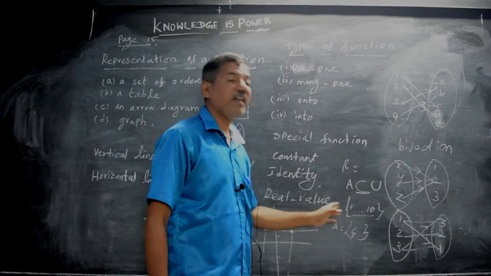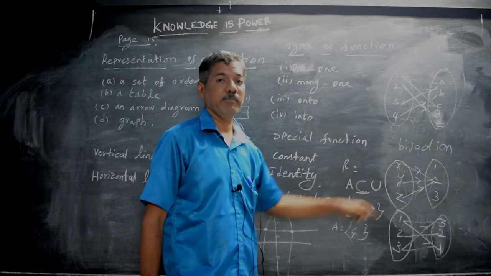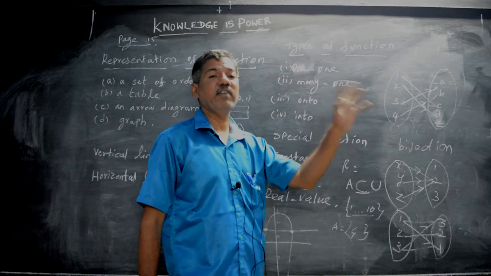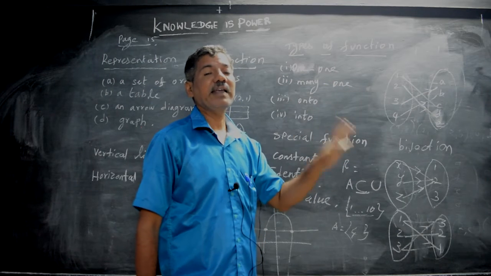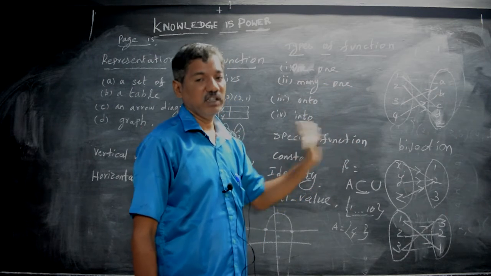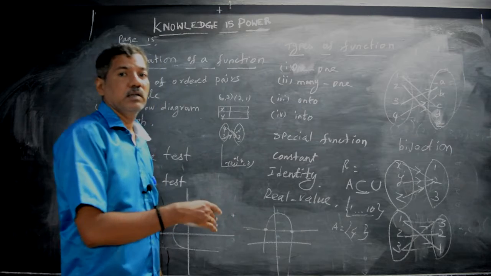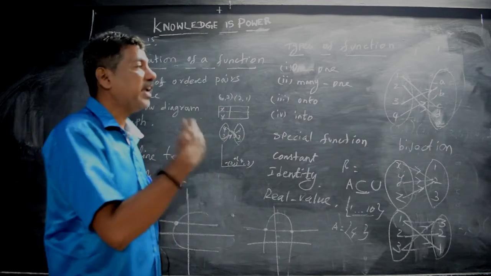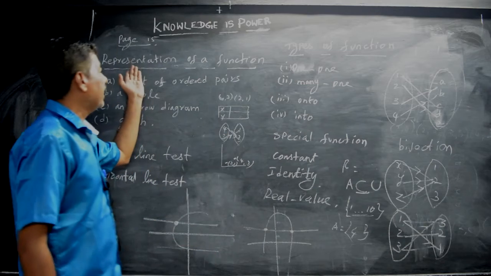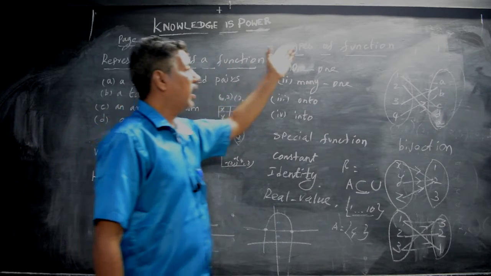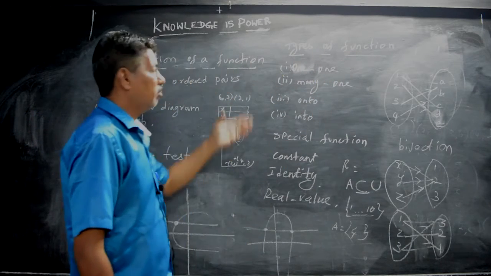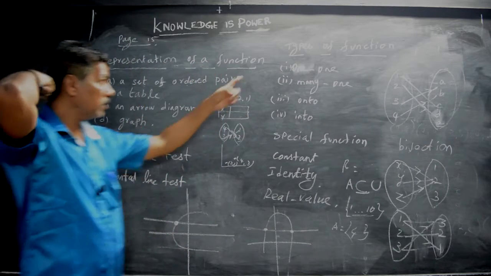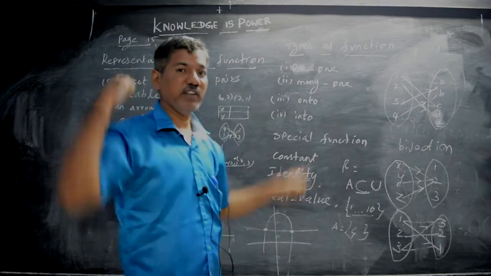And I told you a real value function is nothing but a subset. Any value which is a subset of the given value is called a real value function. So these are all the notes and explanation based on relations and types of functions. Sometimes the definition is also asked related to that.